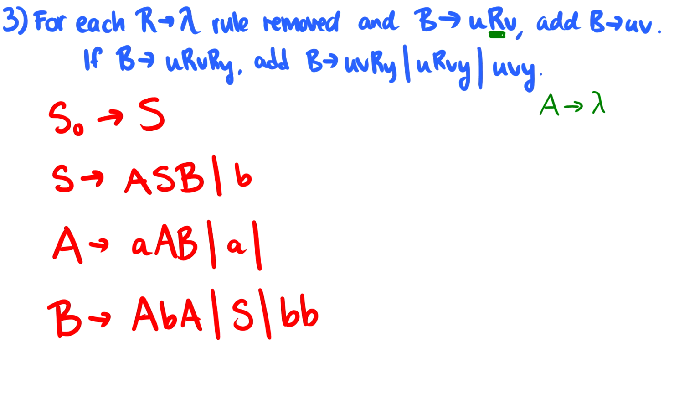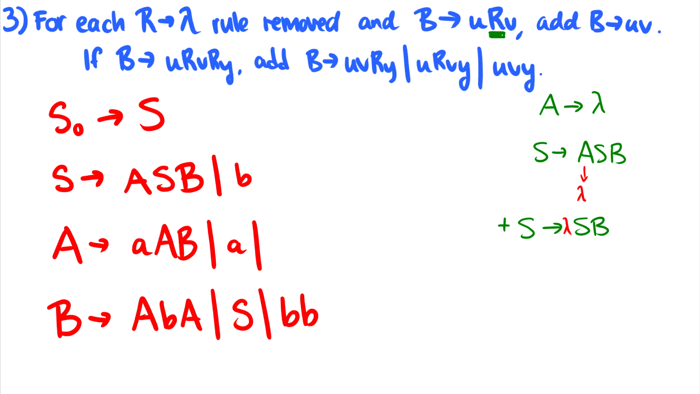So let's think about this in terms of our example here. We removed A goes to lambda. This means that when we have the other rules, so let's take a look at S goes to ASB, we're going to add another rule where this A has essentially become lambda. So we're going to add the rule S goes to SB. In other words, there is an invisible lambda here that we're not including. So this is how we deal with getting rid of that lambda.